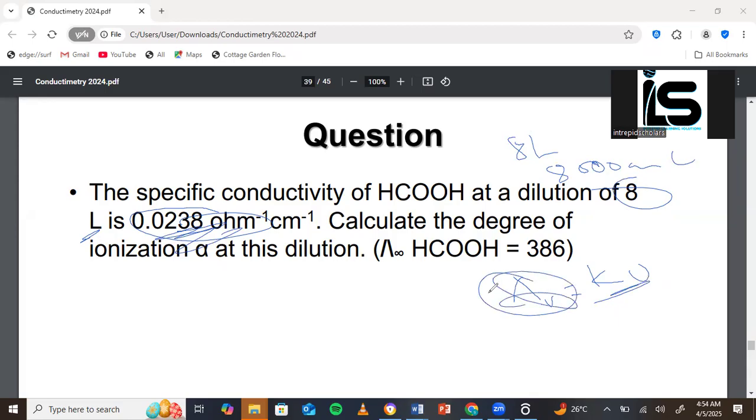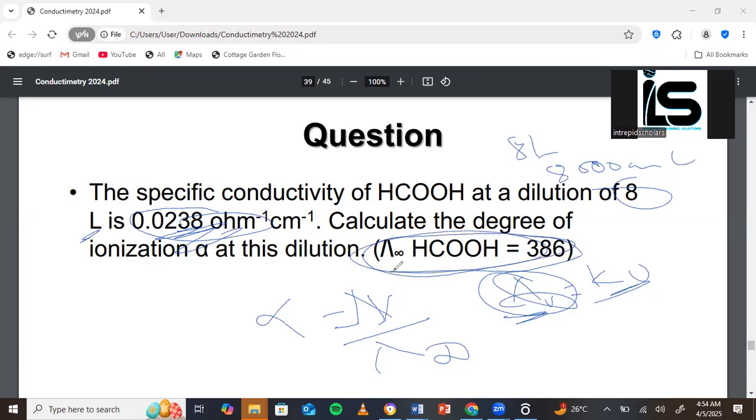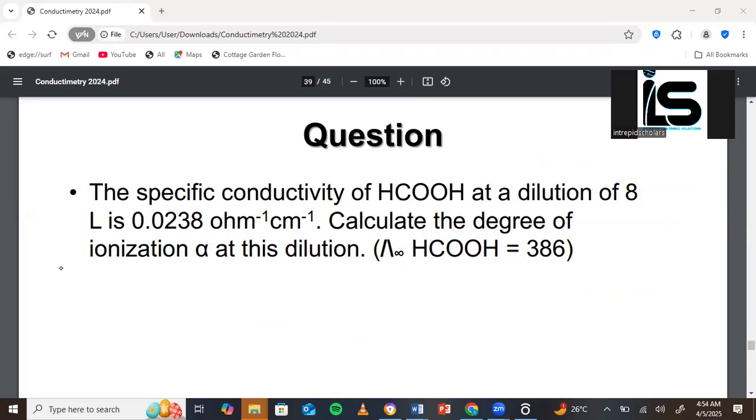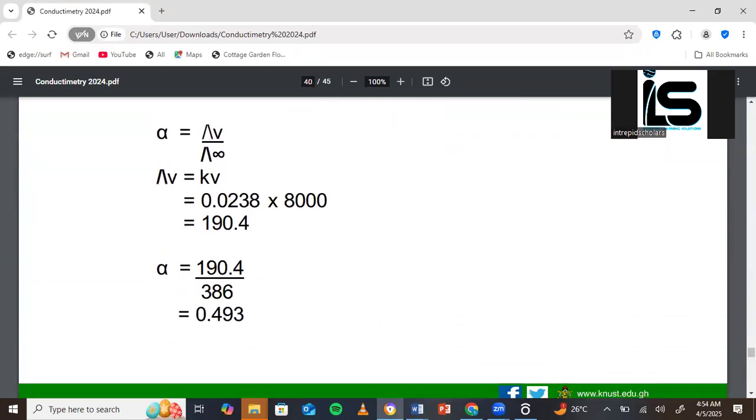equivalent conductance. Now, once we get our equivalent conductance, to find our degree of ionization will be the equivalent conductance over the conductance at infinite dilution, which has also been provided for us here. And that should give us our final answer. And it has been illustrated here.